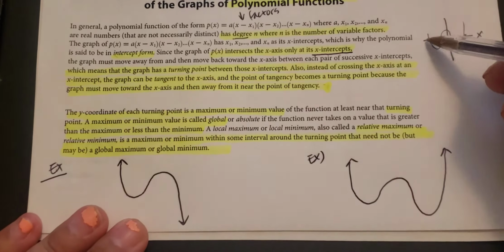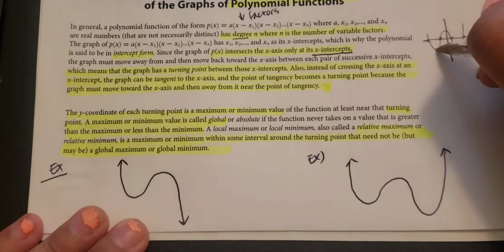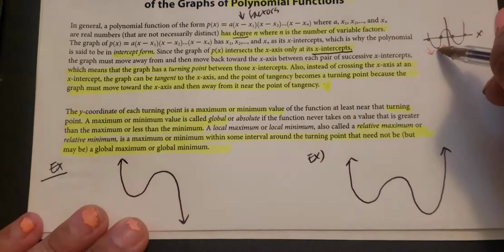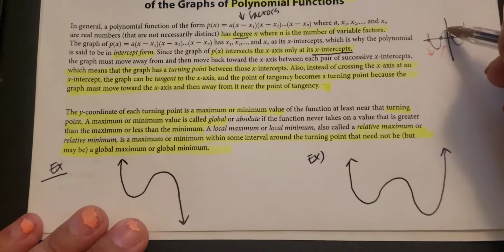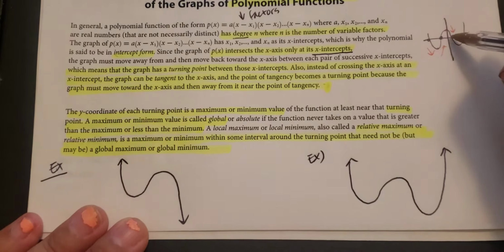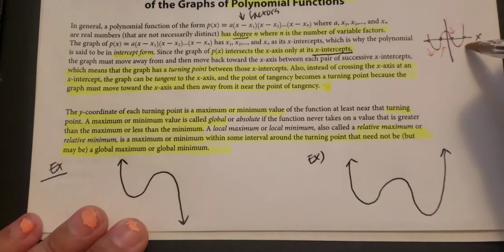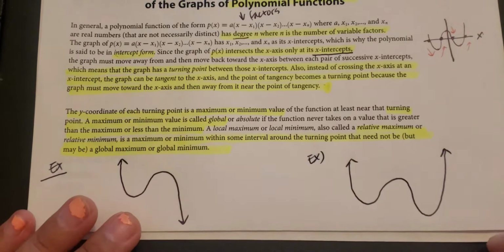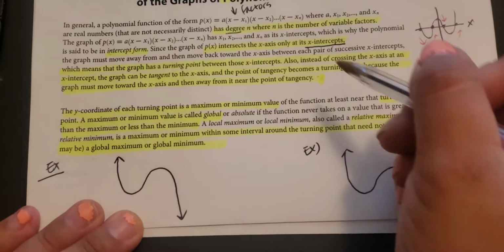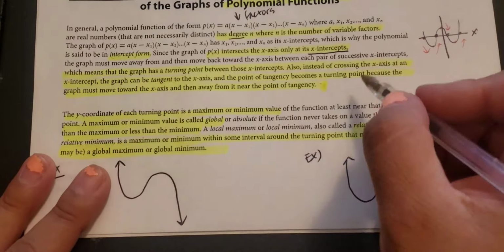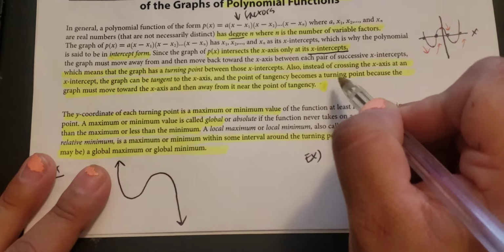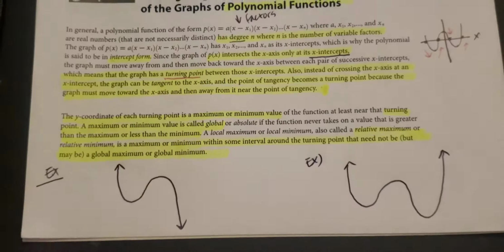So see, it goes down, and then here, all of a sudden, somewhere along here, it's going to decide to go up. So here's your turning point. Then it goes up, and somewhere here, it's going to decide to go down. That's a turning point. It's going to go down. Somewhere here, it decides to go up. That's a turning point. Okay? So remember that regarding the turning points. Okay?